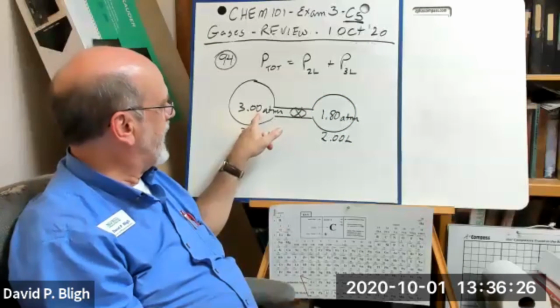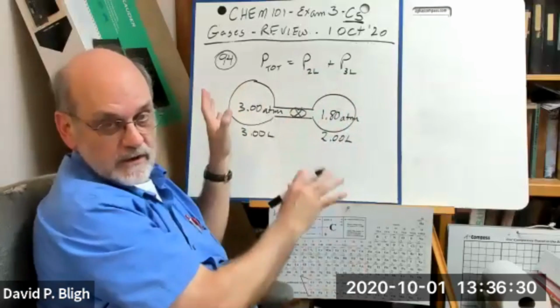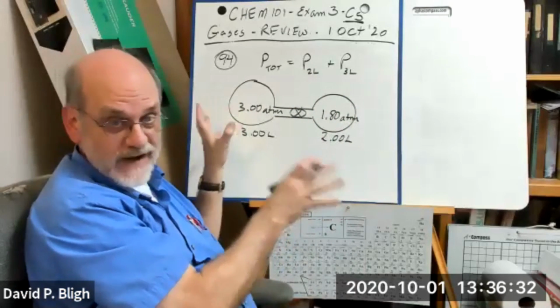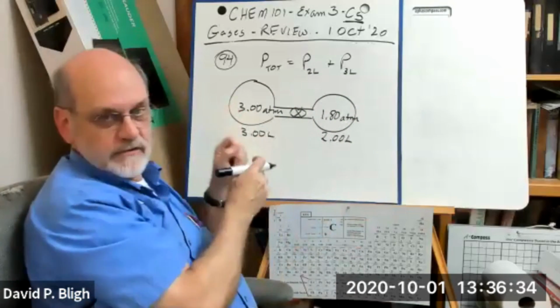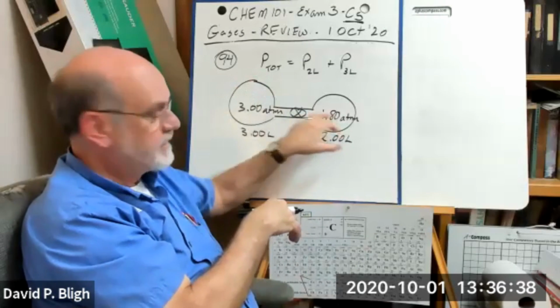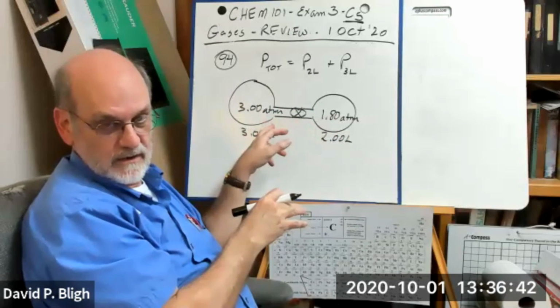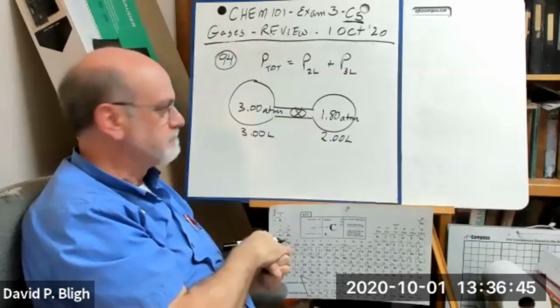And then you allow this gas to stream into there until it equilibrates. And that gives you the partial pressure now of that gas. Then you go, that's a vacuum, and you let this one come over here and equilibrate. That's the partial pressure of this gas. Then you can add them together.